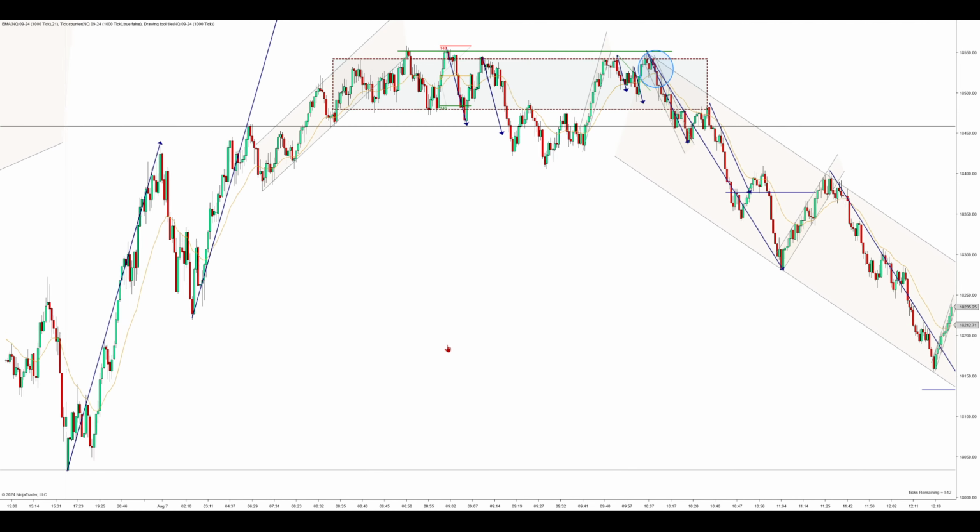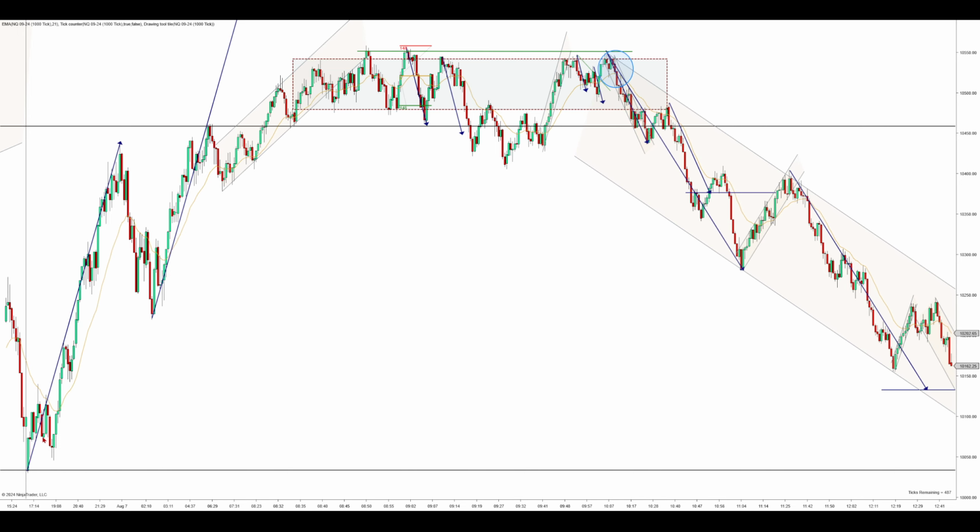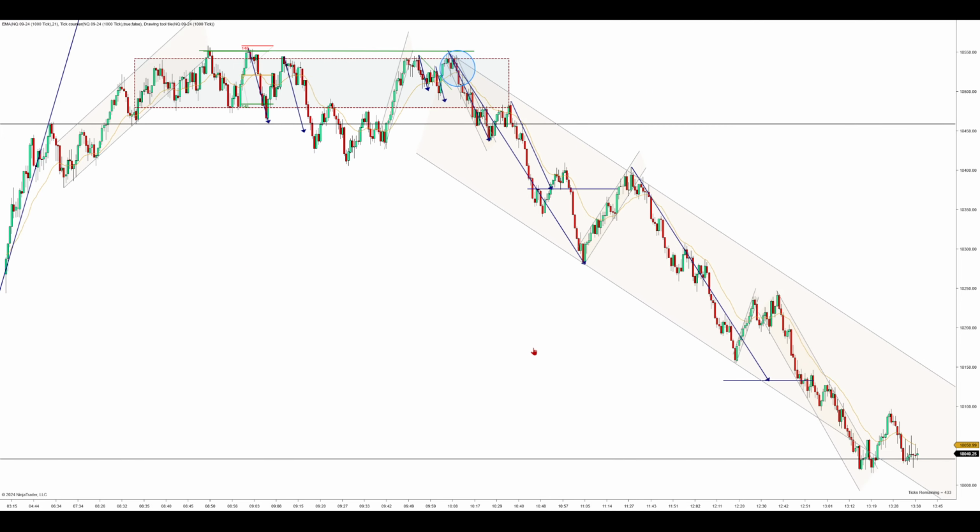So here we are on the NQ. Not as exciting on the NQ today. Lately, it's been the other way around. It's been better on the NQ, not as good on the ES lately, but today it's the opposite.